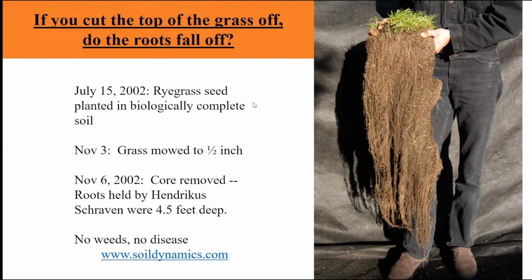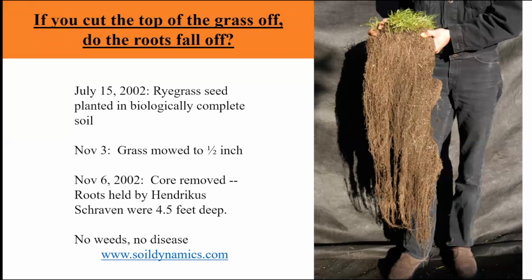Not a problem. So we came in on the 6th of November, pounded a PVC pipe about 10 centimeters in diameter into the ground down to 4.5 feet. Had to take a big piece of equipment and pull that PVC pipe with the core inside back up to the surface of the ground. We then cut that PVC pipe off, pulled those edges apart, rinsed this root system, and you can see how much of the volume of that PVC pipe was occupied by roots. It was all organic matter and just a fantastic growth through that growing season.